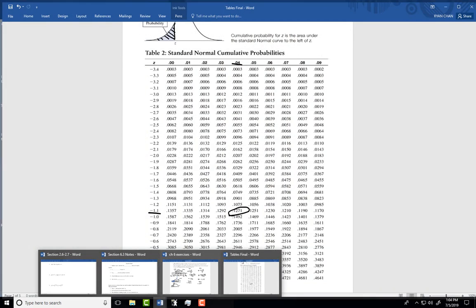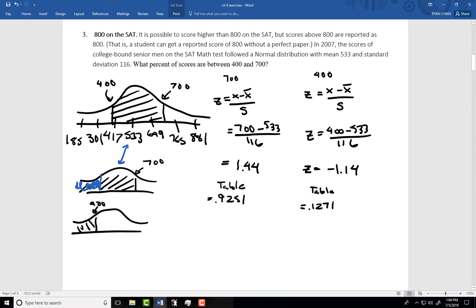So how do I find out the area of this? Right, so I'm actually going to do 0.9251 minus 0.1271. And this is 0.798, okay, as my area.